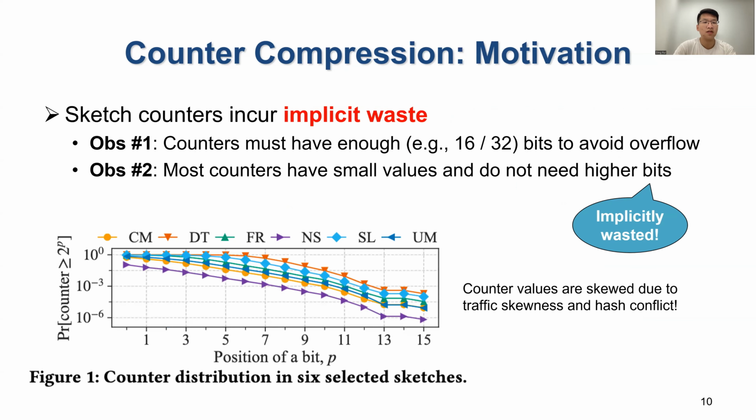Second, most counters have small values and do not need higher bits. To illustrate, we test the counter distribution on multiple sketches. It is always skewed toward 0 due to traffic skewness and hash conflict.